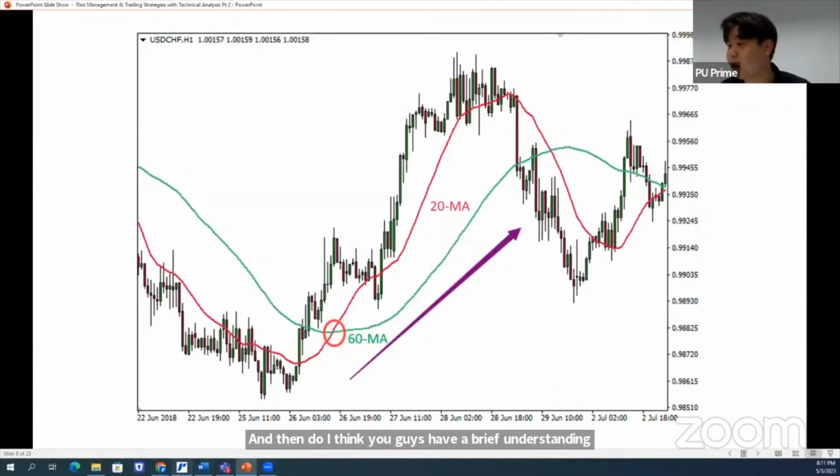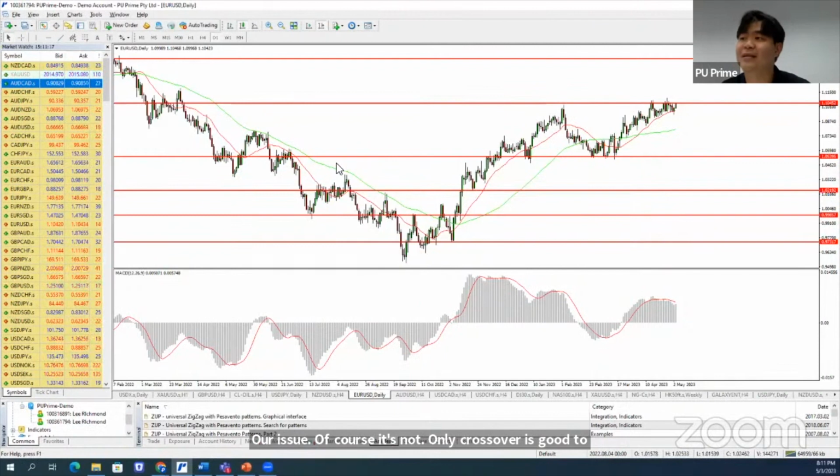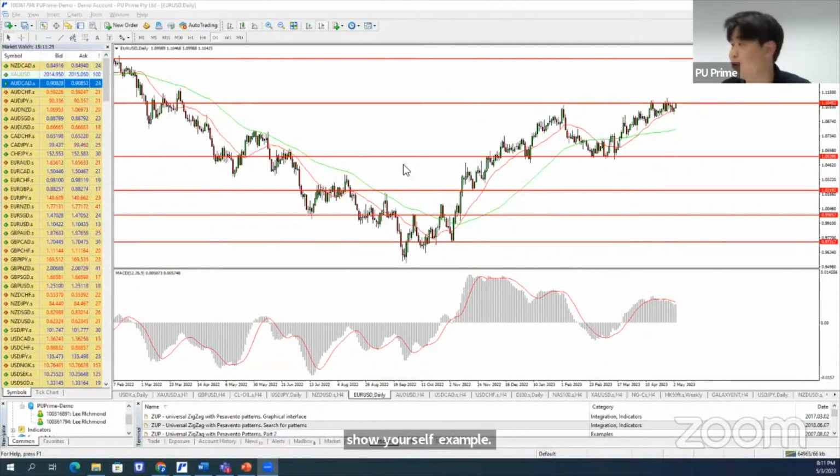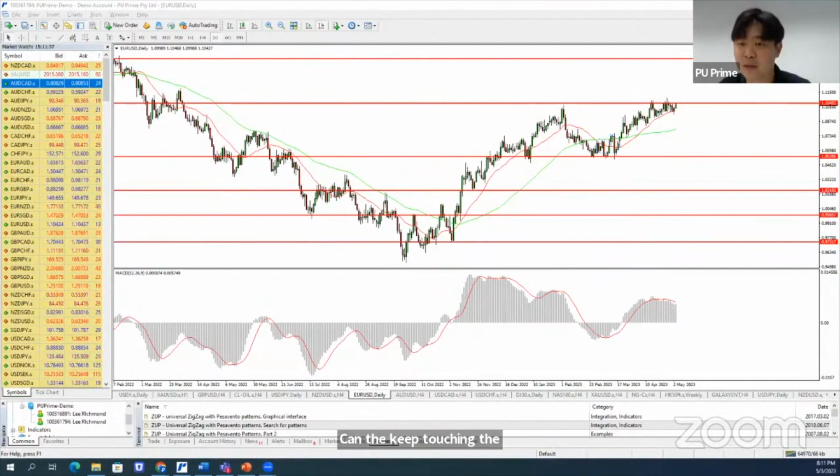But of course, it's not only the crossover that is good to use. Sometimes some traders might also use the moving average as a support or resistance level. So I will show you some examples. Okay, so you can look at here. You can see a lot of candles keep touching the moving average line. So if I zoom in for a moment.